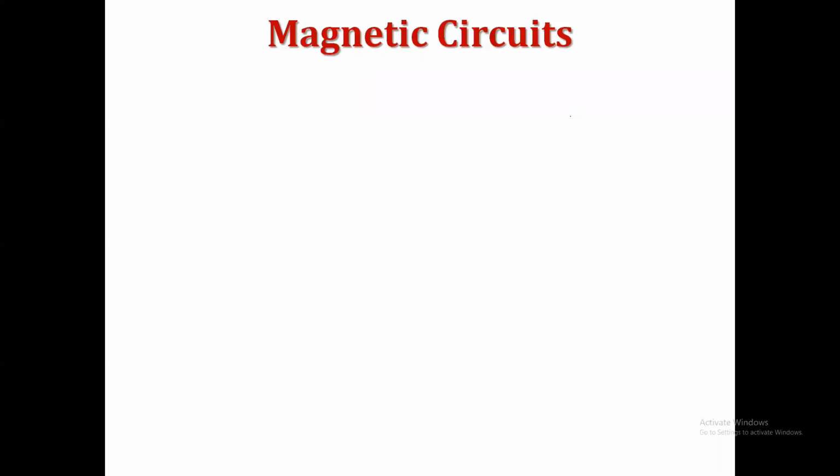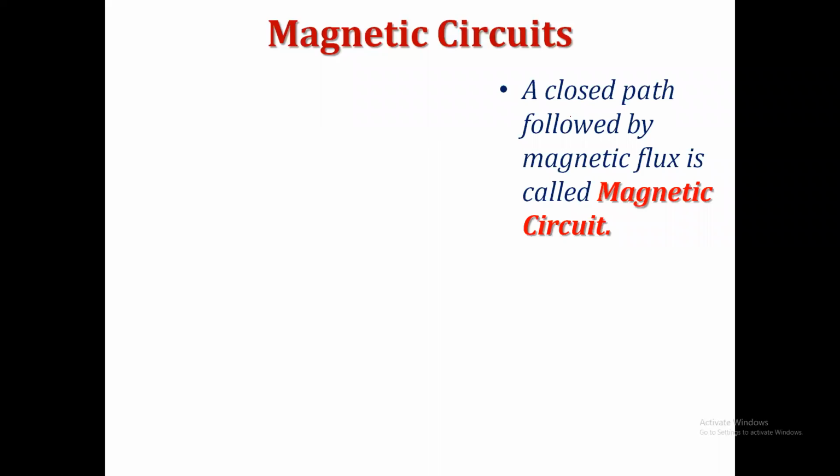Flux. It's a magnetic flux. Is it right? And we know that the magnetic flux also takes a closed path. So the definition remains the same, only the current is replaced by the flux. The closed path followed by a magnetic flux is called a magnetic circuit.